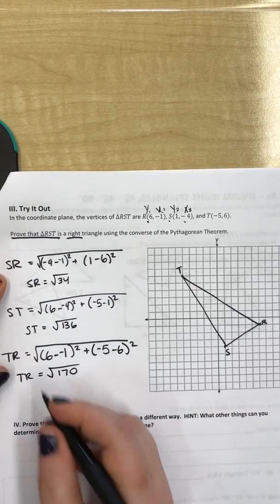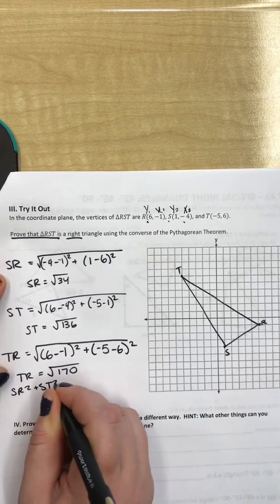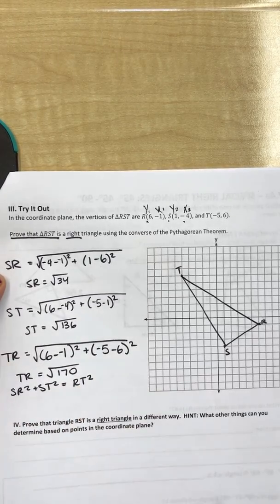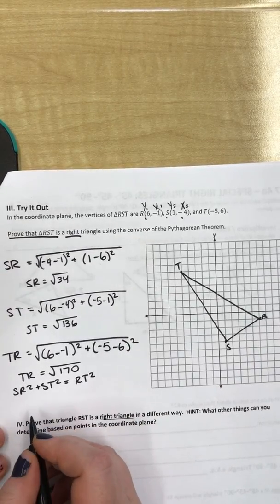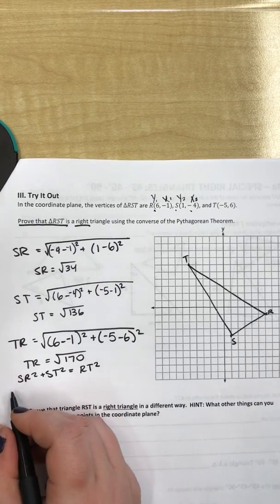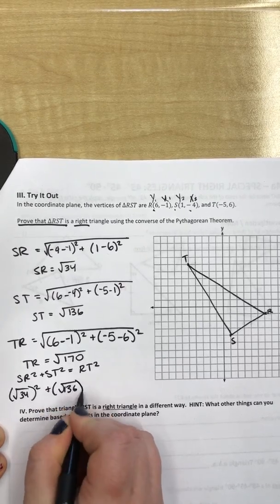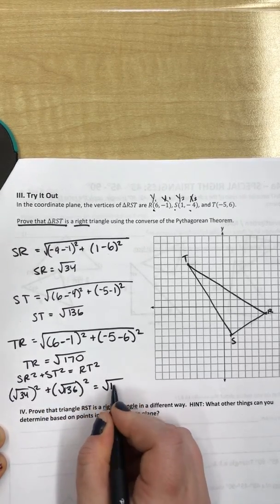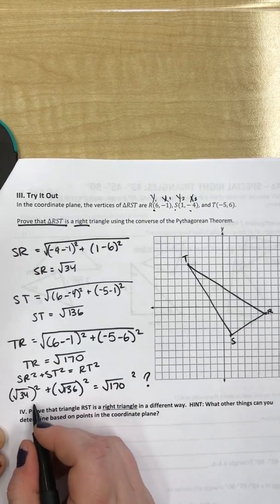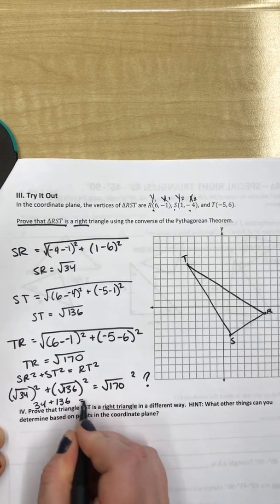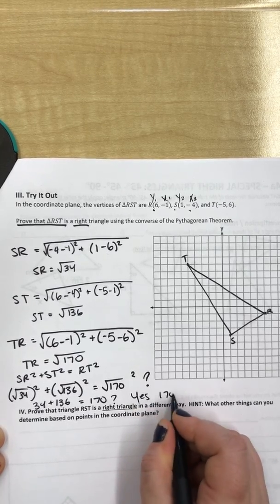Great, so now we're gonna plug them into the Pythagorean theorem. We've got SR squared plus ST squared equals RT squared. This is just A squared plus B squared equals C squared, but with the actual things written in. And we are going to do the work. So let's say square root of 34 squared plus the square root of 136 squared equals the square root of 170 squared. And we're seeing, is that true? So we have 34 plus 136 equals 170. And the answer is yes, because 170 equals 170.